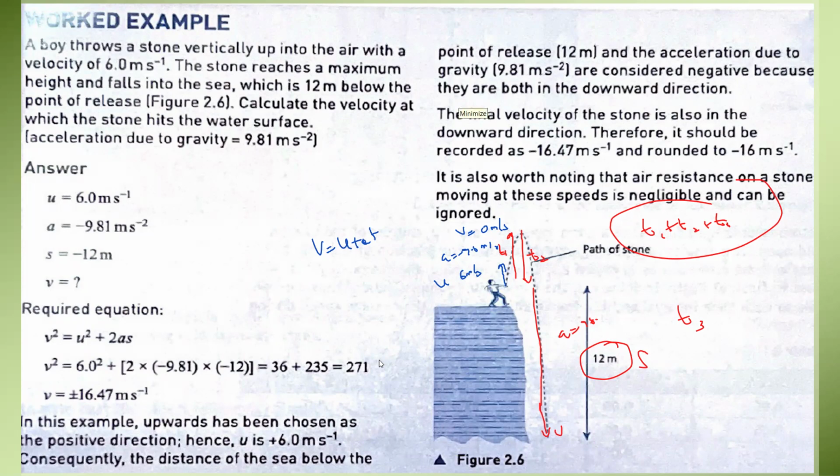We can calculate T3 as well. How can we calculate T3? If we know the velocity at which it is hitting, for example 16.4 meters per second, we know S, we know A, so we can work out T. Using V equals U plus AT, we'll have the speed at this point, which we call U. After working out U, we'll work out the displacement.